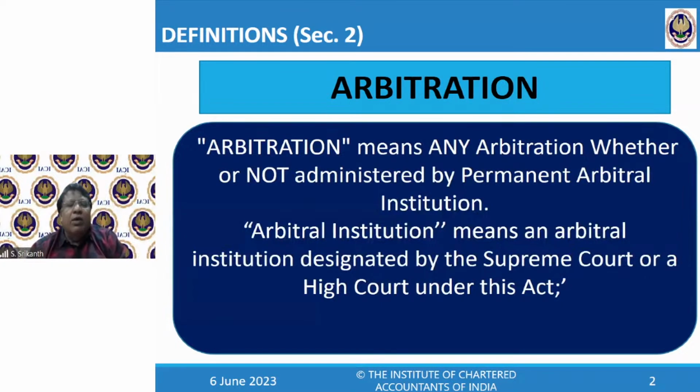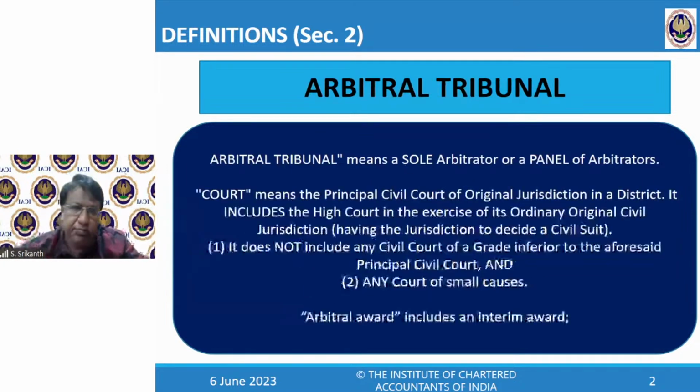For example, in Chennai, we have the Nani Palkiwala Arbitral Institution, which is famous. They have started it in the name of the famous advocate Nani Palkiwala, where the arbitration panel is available. If anybody wants to have arbitration done, they can hire the hall and take arbitrators from the panel available with the council, and they can do it. Okay. So arbitral tribunal means a sole arbitrator or a panel of arbitrators.